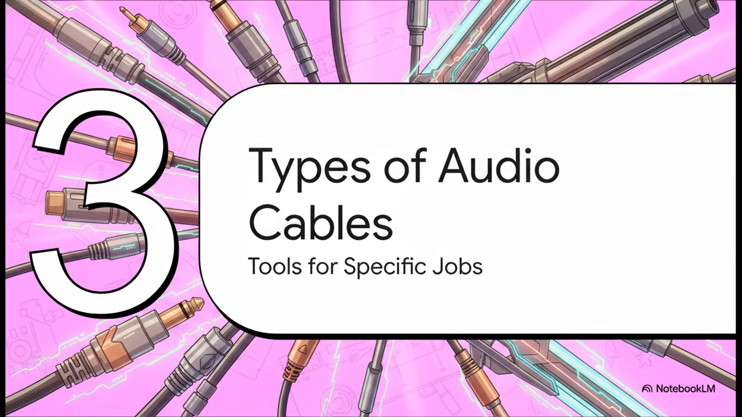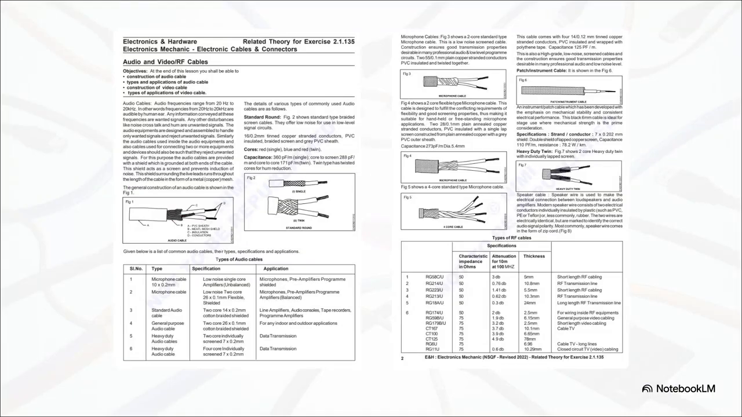All right, Section 3, Types of Audio Cables, Tools for Specific Jobs. You wouldn't use the same cable for a delicate studio microphone that you'd use for a massive data transmission line, right? For circuits that are mostly stationary and handling low-level signals, a standard round cable with a braided screen works beautifully. But microphones present a really unique challenge. They have to be highly flexible. Think about a lead singer sprinting around on a stage, while still demanding exceptional screening against noise. So, to solve this, flexible microphone cables use a single lap screen constructed from plain annealed copper.